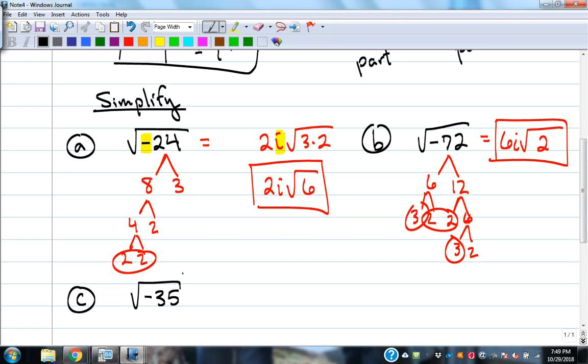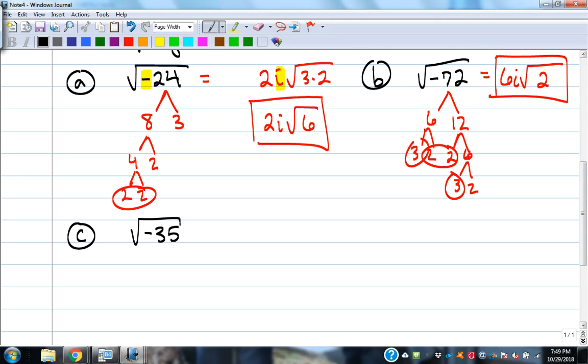What about the square root of negative 35? Well, 35 breaks down as what? 7 and 5. But 7 and 5, do they break down any further? No. So are there any pairs? No. So how does this simplify? What can come out?